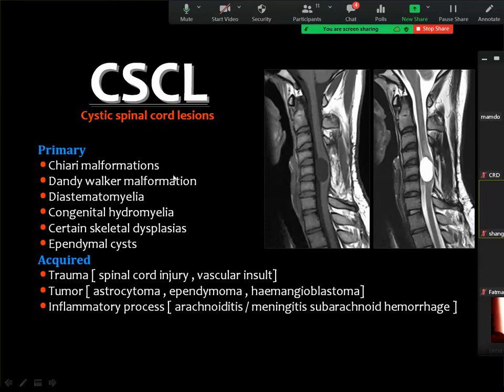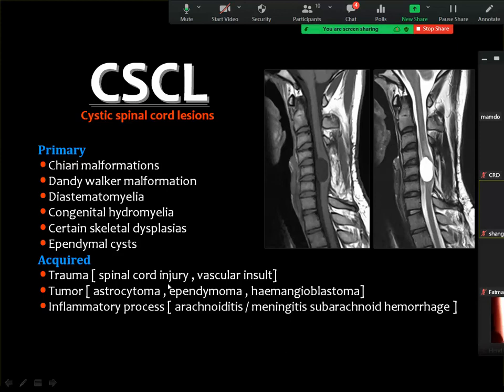These are the possibilities for an intramedullary cystic lesion. Number one is the Chiari malformation due to syringomyelia, Dandy-Walker malformation due to also syringomyelia, diastematomyelia, congenital hydromyelia, or congenital syrinx, I mean, certain skeletal dysplasias, you got cystic changes in the cord, and ependymal cysts, which are similar to simple cysts occurring anywhere in the body.